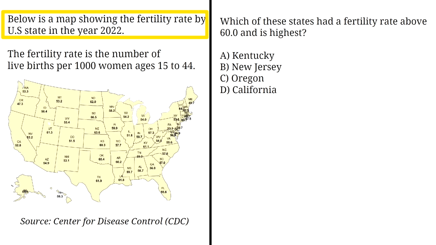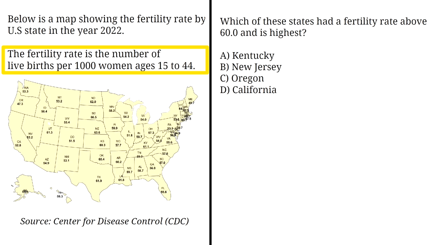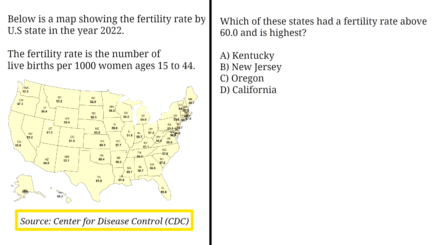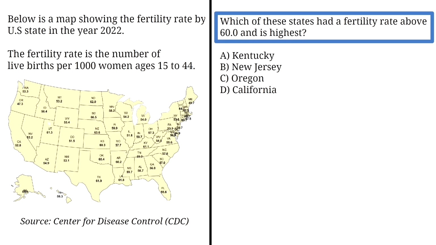Below is a map showing the fertility rate by U.S. state in the year 2022. The fertility rate is the number of live births per 1,000 women ages 15 to 44 in a given year. This map was generated using certified figures from the Center for Disease Control, CDC, database. Which of these states had a fertility rate above 60.0 and is the highest?